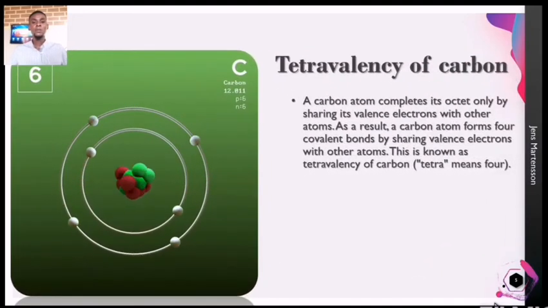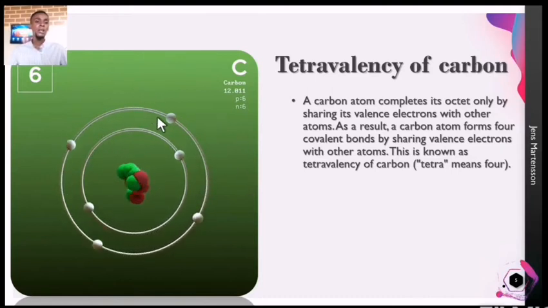Tetravalency of carbon. What do you understand by the term tetravalency? Of course, the word tetra means 4, and the word valency talks about the combining power of an element. So now let's join them together. Tetravalency. Does that mean that carbon has a combining power of 4? Well, that could be the case. Let's understand this better by looking at the atomic structure of carbon.